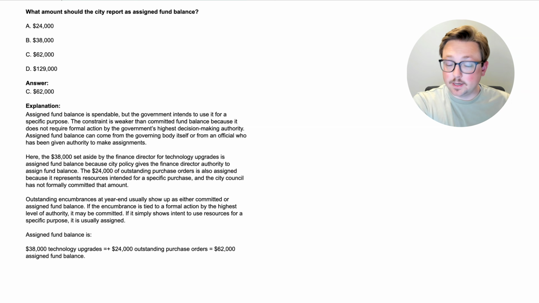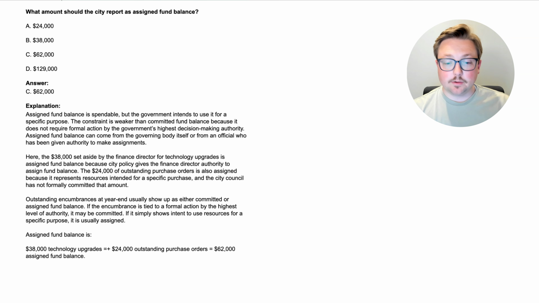Like if it was committed by the city council, then the outstanding purchase orders would be counted in the committed amount of fund balance. But in this case, since the city council did not formally commit that amount, it's going to be counted as assigned. But again, that's one additional piece that can be included here, the outstanding purchase orders. So we have $38,000 plus $24,000.